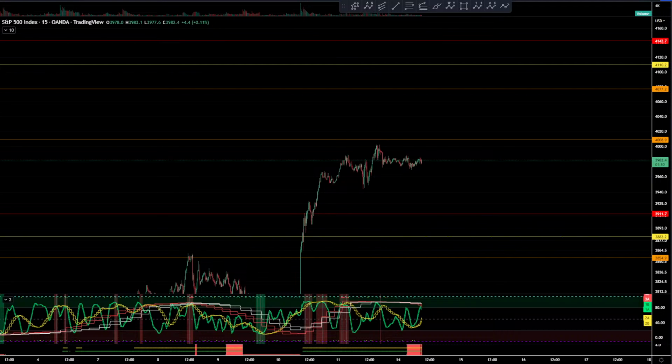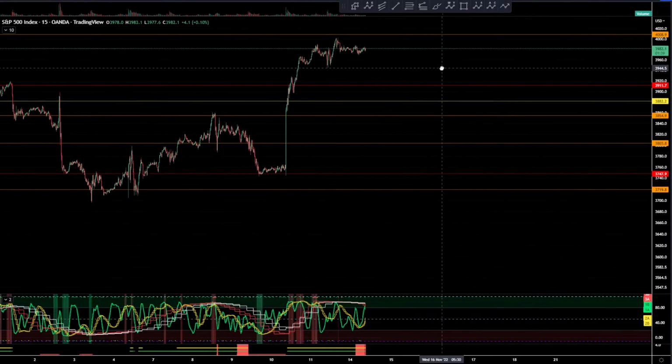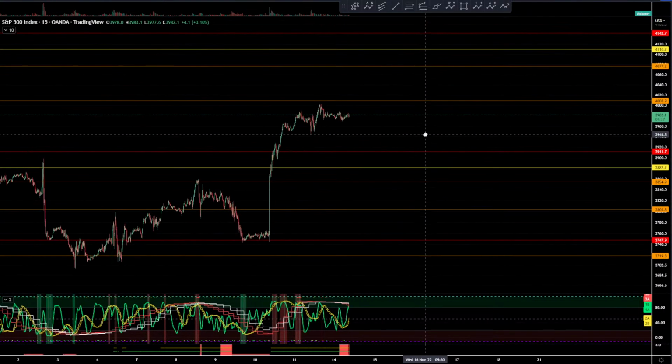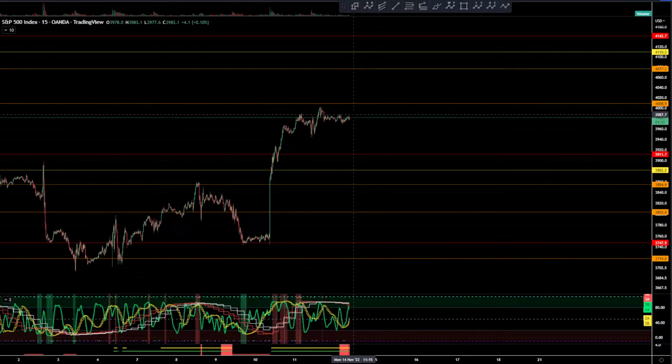Now, keeping in mind, the highest open interest put is at 3,200. So are we going to go all the way down to 3,200? I very much doubt that we're going to get all the way down to 3,200 this week. Chances of that happening are very, very small. But the chances of us breaking up above 4,000 this week, it's not looking super great.